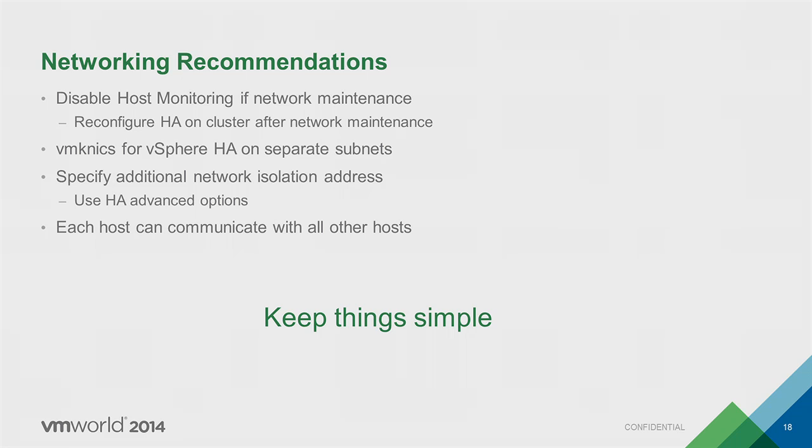It's because if they are on the same subnet, then there's a good chance that if one NIC fails, you lose the redundancy because traffic is mostly routed through one of the VMK NICs. So you would lose the redundancy. So it's good if they're on different subnets.